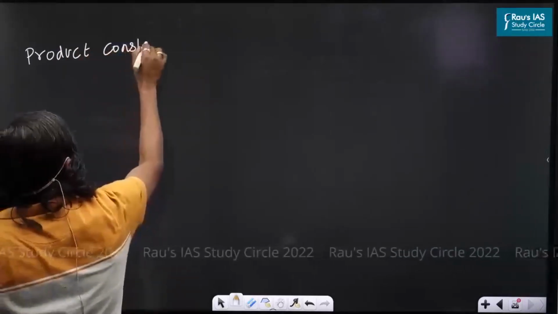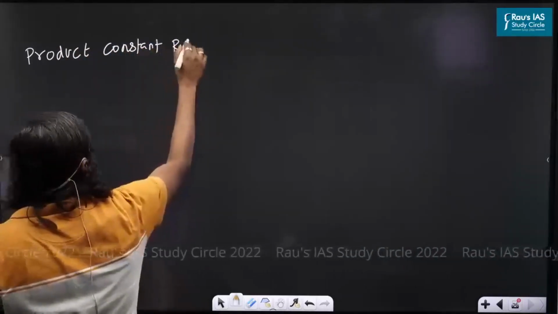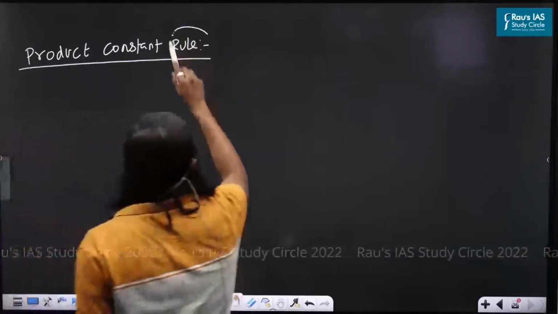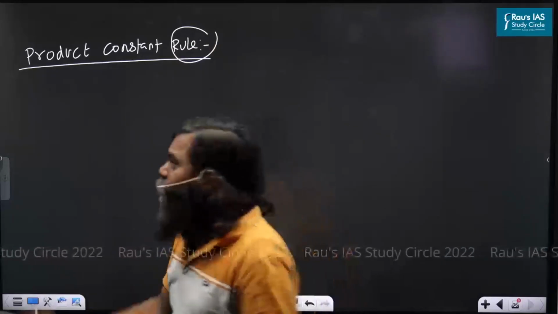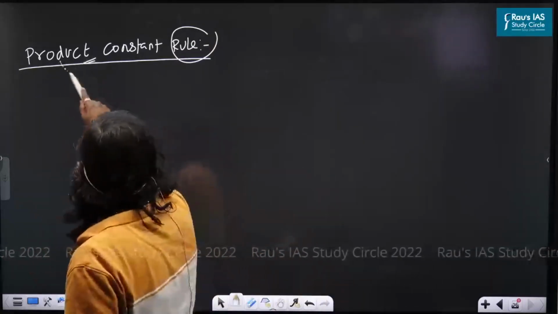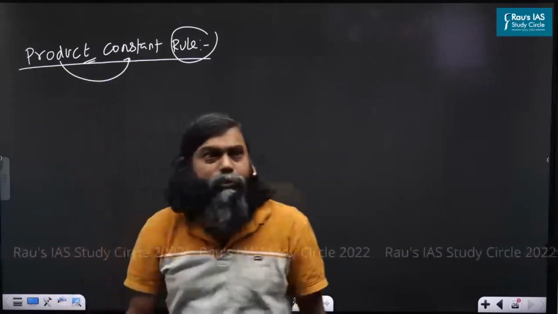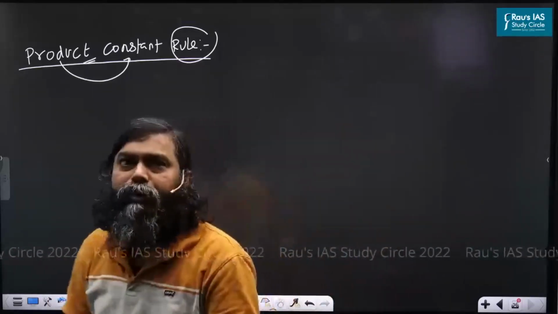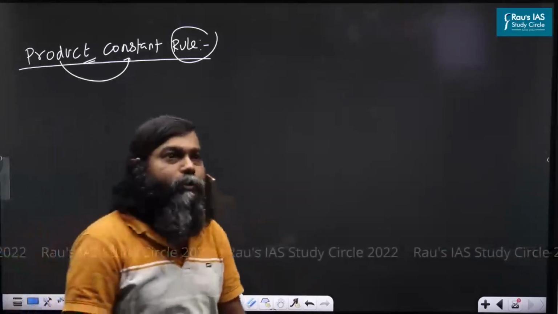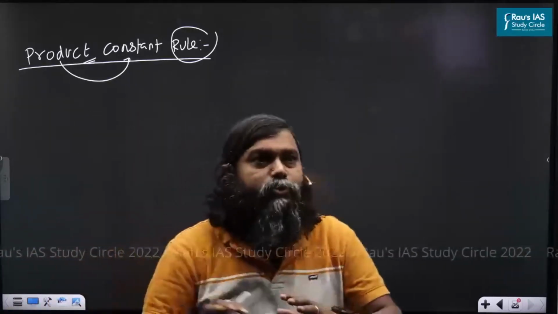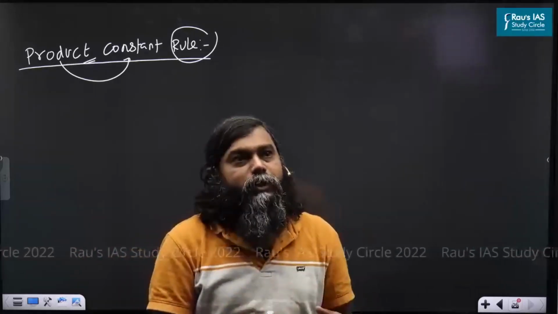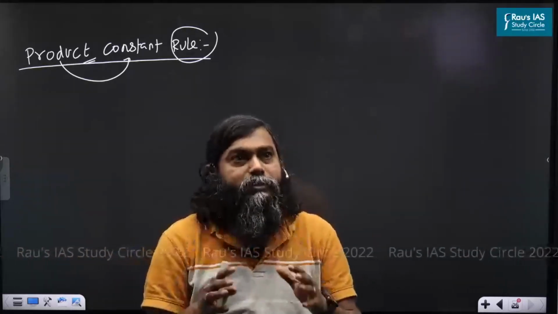Product constant rule. Now you have to know, rule means it's fixed like that. What is called product? Why is that product constant? You have to know this. Now listen. For example, 4 into 5. You are multiplying 4 with 5, that means the answer is 20. If you multiply something, whatever your answer, that answer is called product.